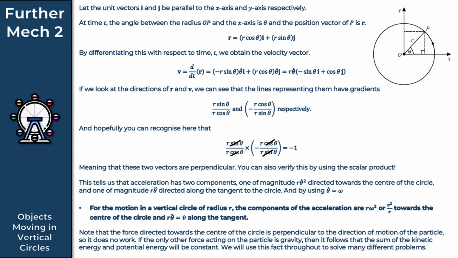Now, if the only other force acting on the particle is gravity, then it follows that the sum of the kinetic energy and potential energy will be constant. We're going to use this fact throughout to solve many different problems, and we'll see that later on throughout this chapter as we work through different practice questions. We've just got one more slide to finish with.